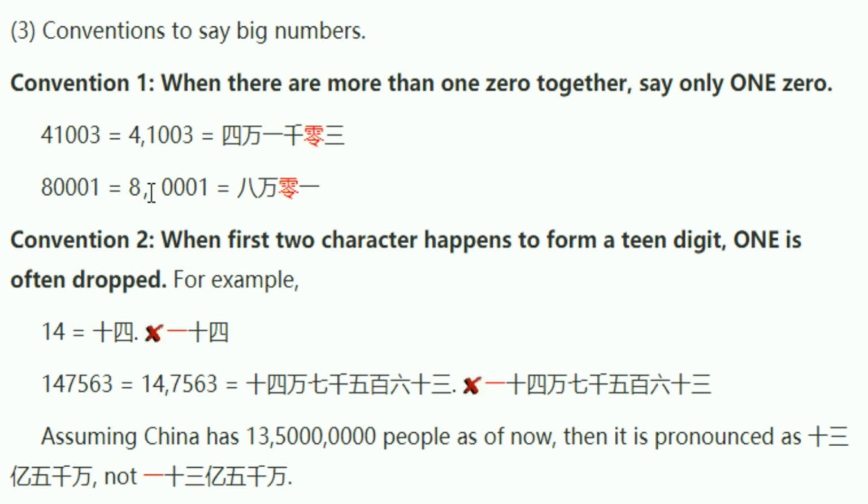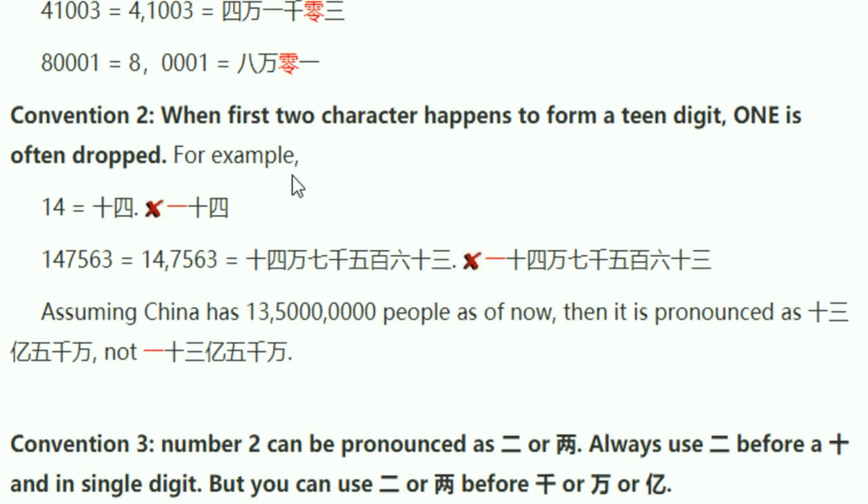Second one, similar rule. You add a comma, this is a 万. Then you would say 8万零1, not 8万零零零1. It is similar to Western style. When you say 80,001, you don't spell out every zero. So in Chinese, we have to add a 零, but only one 零 here. Don't say more.